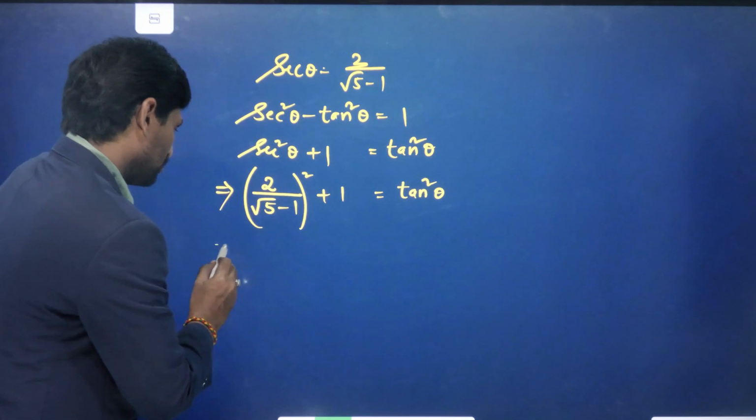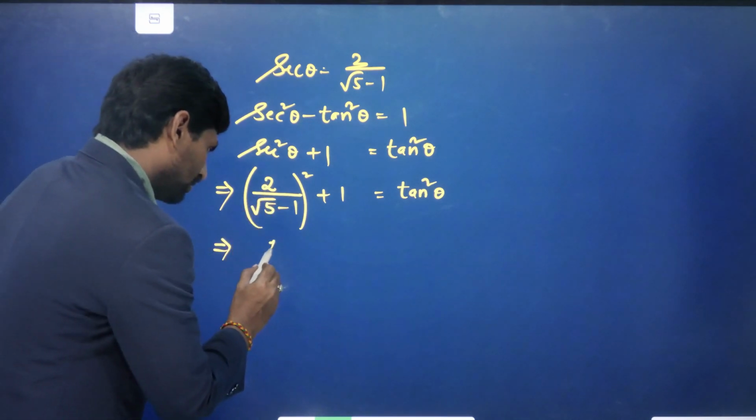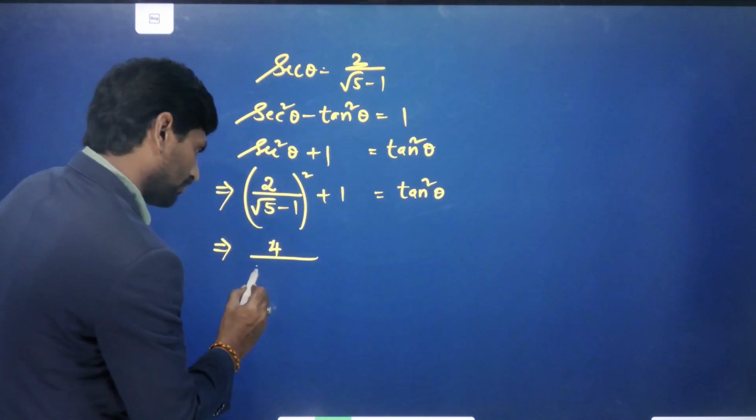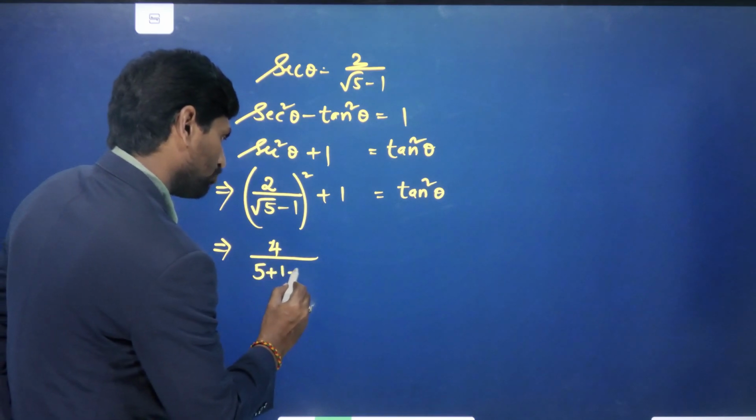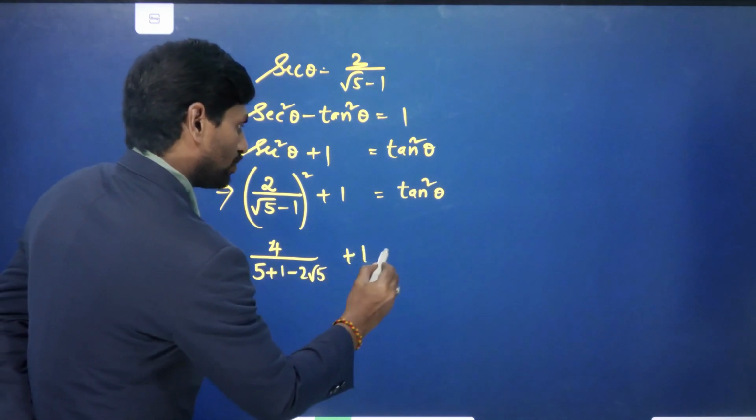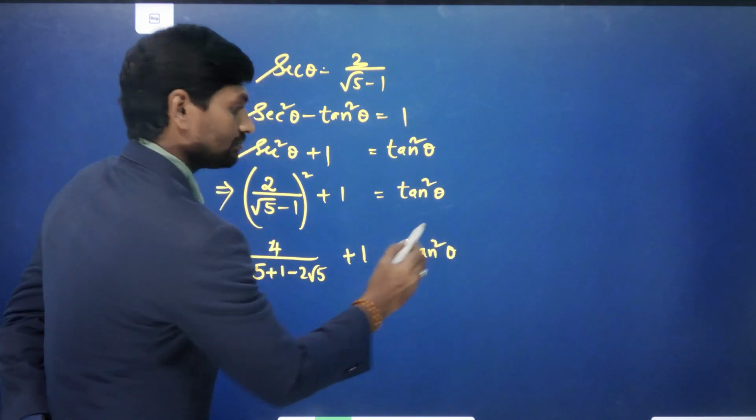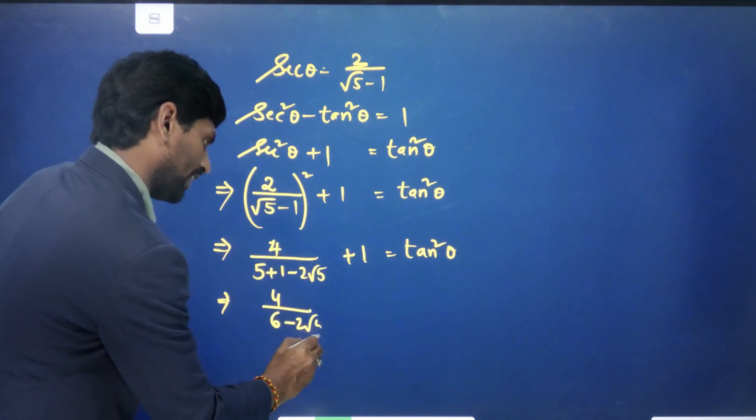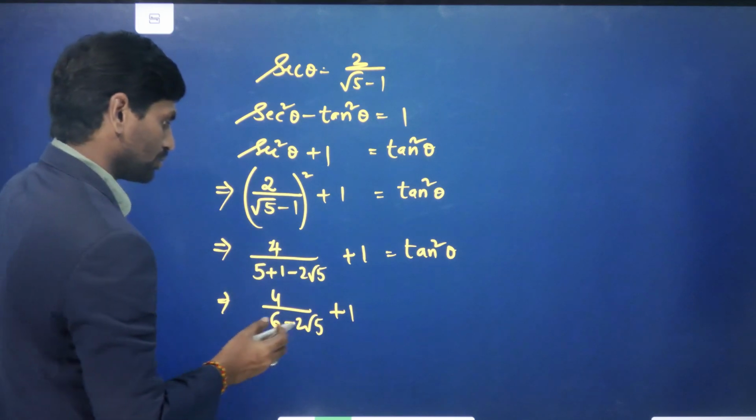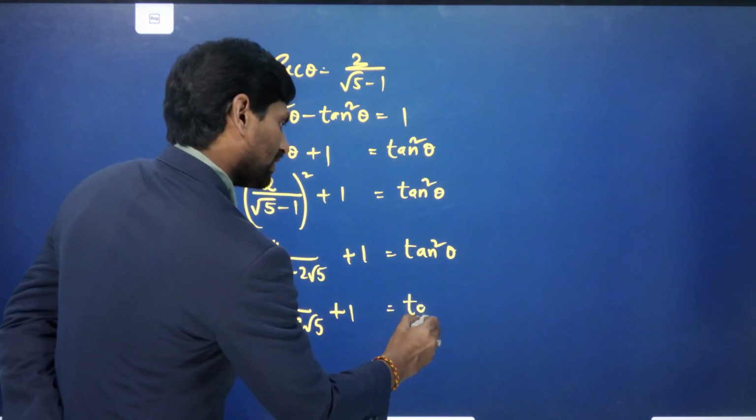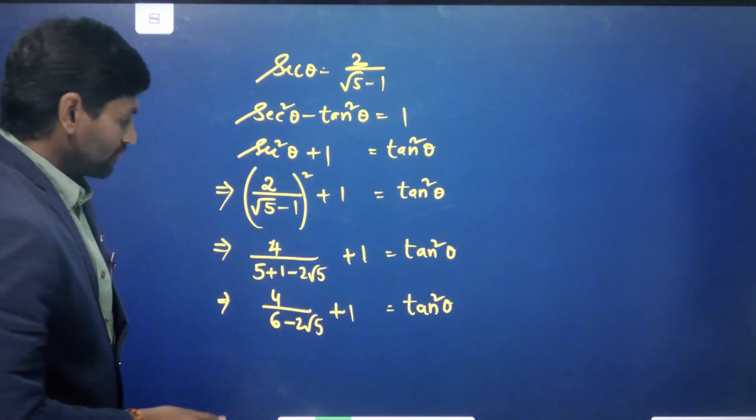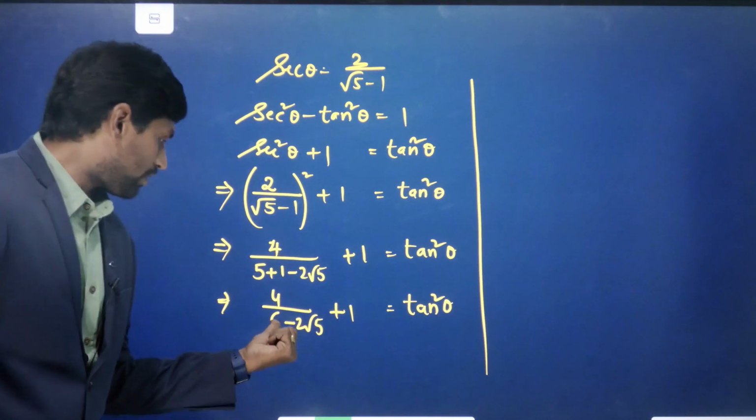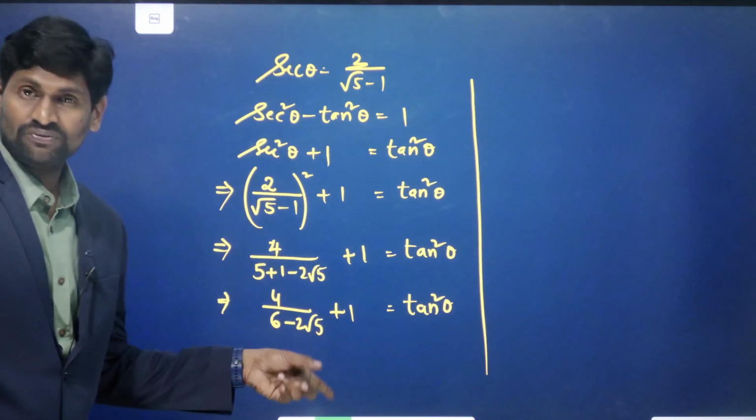So 2 square value is 4. Observing the denominator, it is in the form of the a minus b whole square formula, so a square plus b square minus 2ab. So 4 by 6 minus 2 root 5, minus 1, equals tan square theta. Simplify this by taking the denominator, which is in the form of an irrational part. So let us use the rationalizing factor of this number.